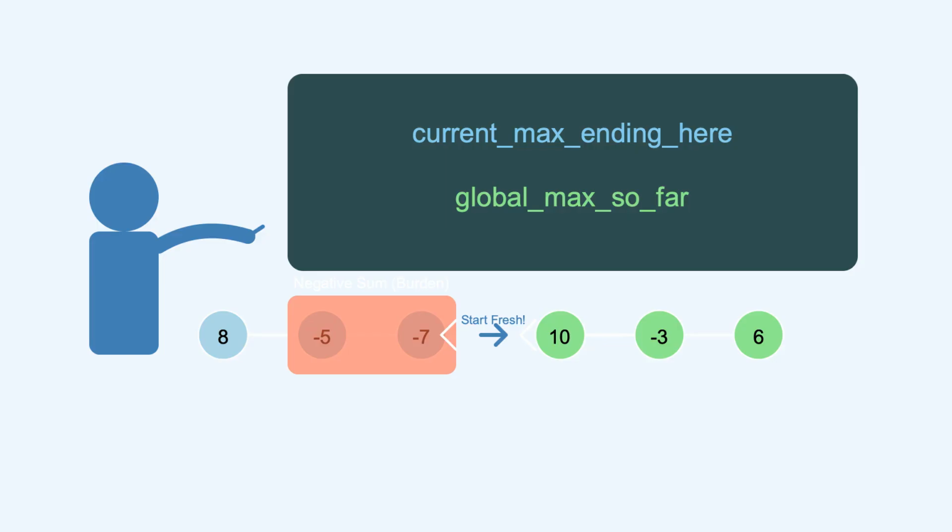As you add a new link, a number, if the current chain becomes a burden, its sum goes negative, it is better to just cut it off and start a brand new chain from the current link. Why carry dead weight? But always remember the longest, strongest chain you have ever built, no matter what happens to your current one. Let us formalize these steps.